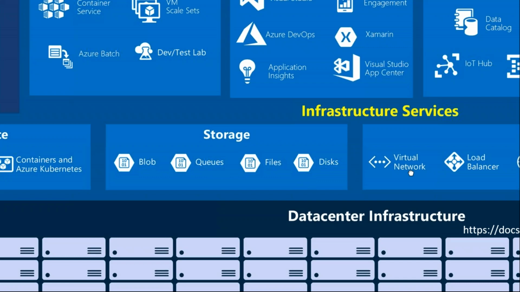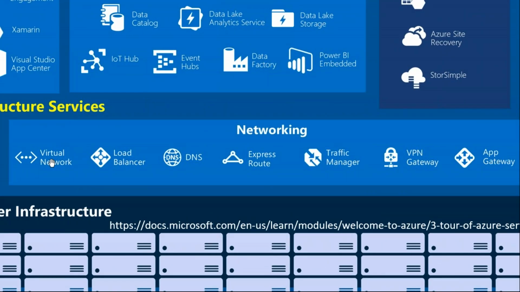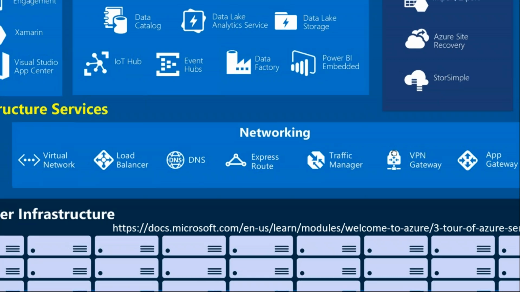We also have our virtual networking. We have the actual network itself with routers and switches. We have load balancers. We have DNS, domain name system. Express routing, traffic manager, VPN gateways, and app gateways.